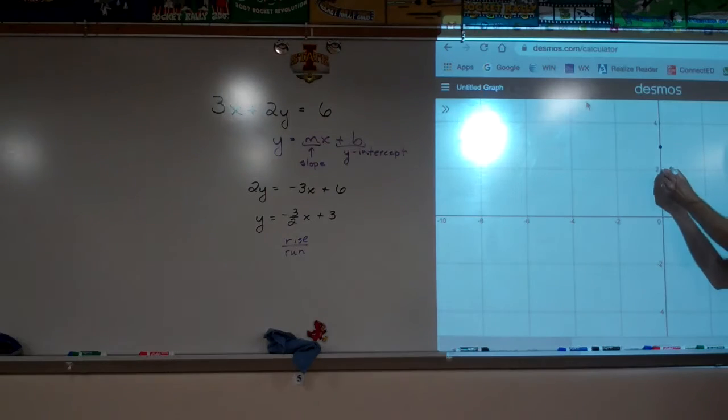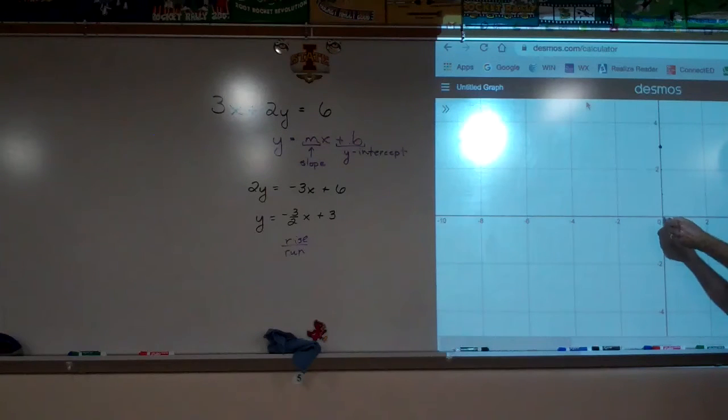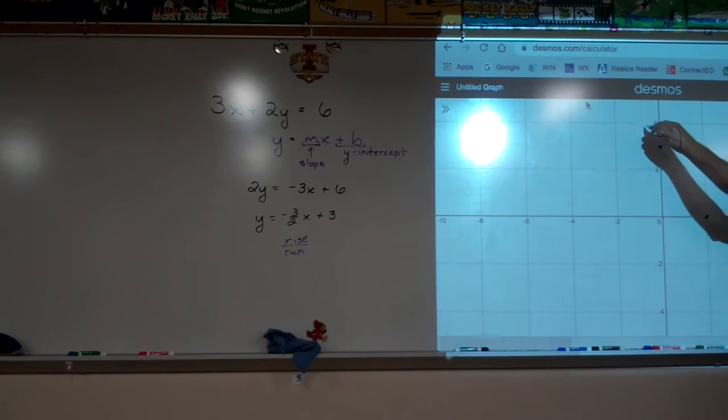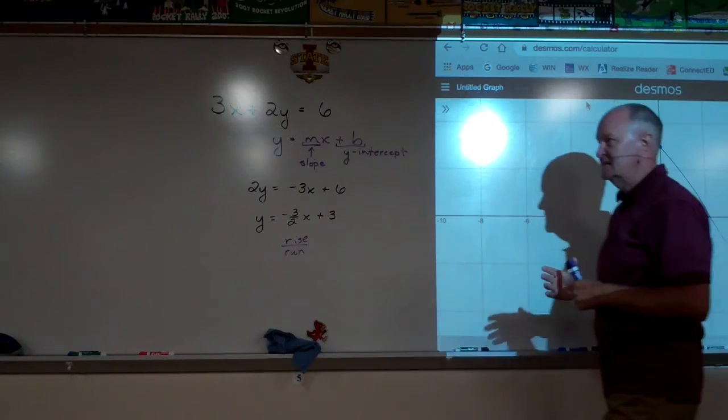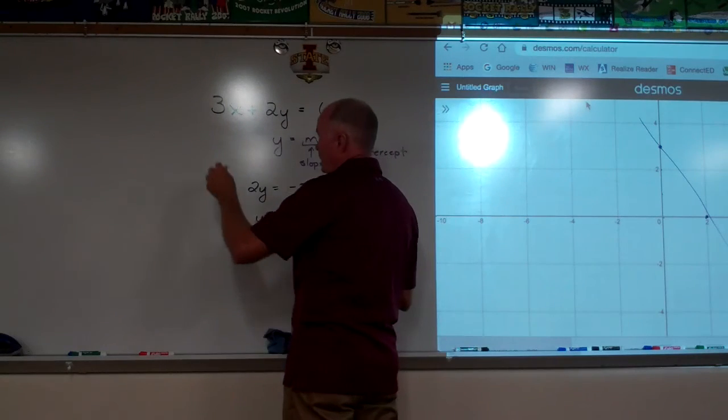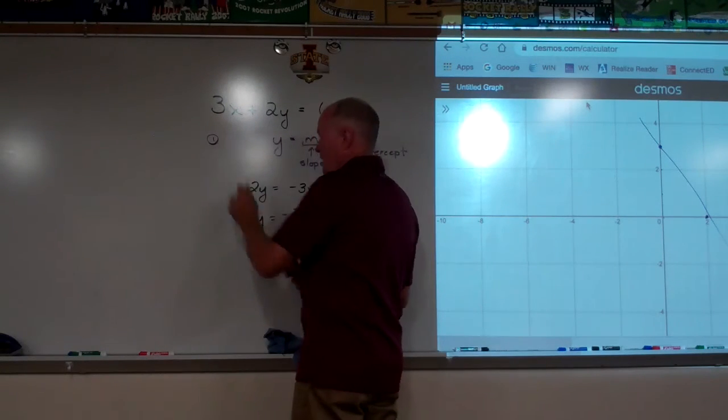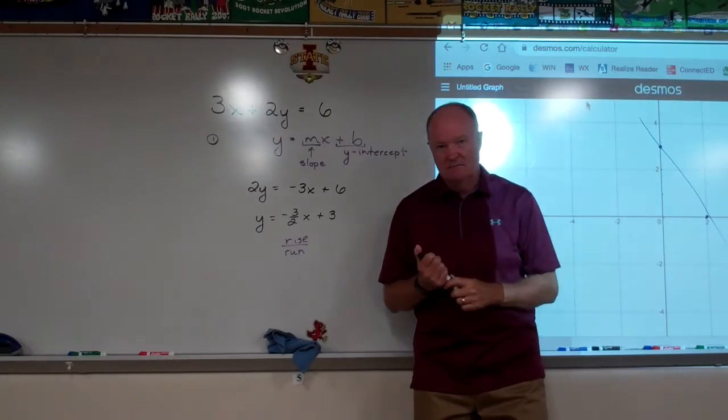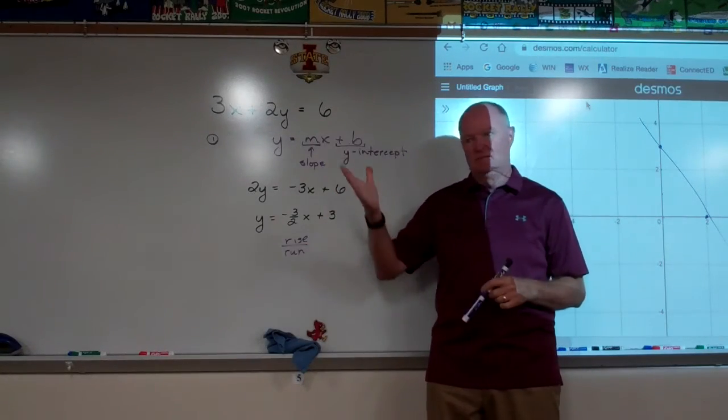So 1, 2, 3. And I'm going to run. I'm always going to go to the right if I do the rise first and take the negative with it. And I'm going to go right 2. And that gets me my second dot, and I'm done. That's method number 1. That's fine. Most of you are going to lean on that at times.